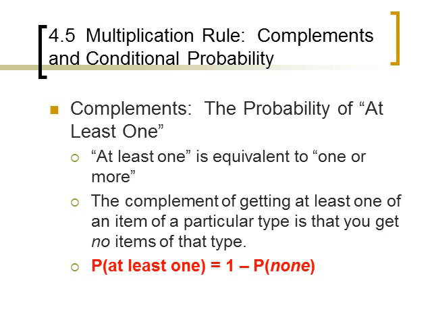So the complement in probability, remember, refers to the opposite of an event. And usually it means the negative. So the complement of getting at least one of an item of a particular type is that you would get no items of that type. So sometimes it's a lot simpler to work with the complement than it is to work with this compound probability of at least one. So in notation form, P of at least one is 1 minus the probability of getting none. So let's go ahead and look at our first example.